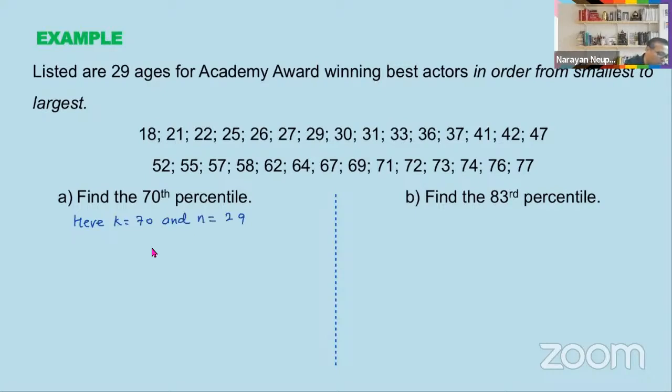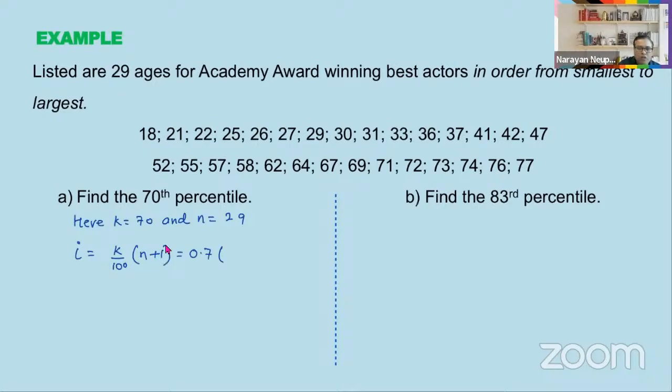We try to locate the percentile, and i is equal to K divided by 100 times N plus 1. That is the formula. K divided by 100 multiplied by N plus 1. Now look at the screen carefully. K is 70, right? So 70 divided by 100 is 0.7, and you are multiplying that with N plus 1.